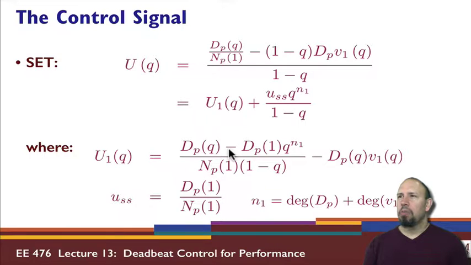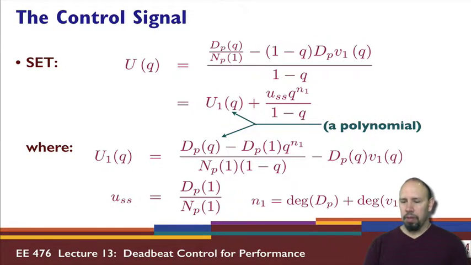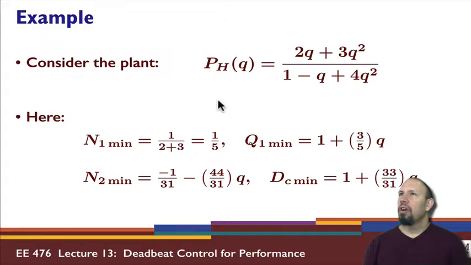So this is the transient response, and in terms of maximum control magnitude, that usually occurs in this transient response, and so we can describe exactly u1 as a function of v1, and this is just a polynomial. Okay, so that's important. u1 is just a polynomial. Okay, so by way of example, we consider this plant. We go through and compute the Diophantine solutions. So here's n1 min, q1 min, n2 min, dc min.